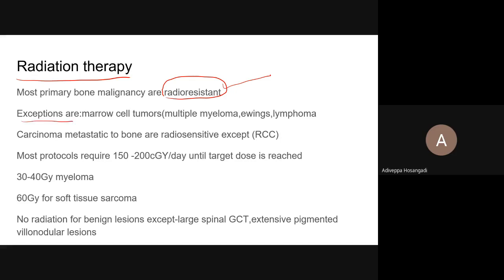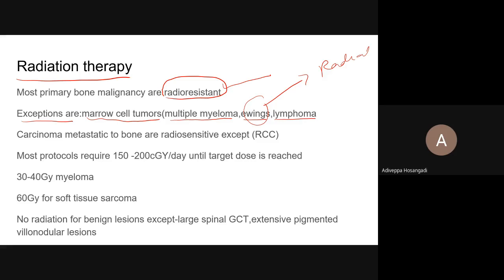Exceptions are marrow cell tumors. So you know what are the marrow cell tumors? It can be multiple myeloma, Ewing sarcoma, and lymphoma. These arise from the bone marrow. These are radiosensitive. You know, Ewing sarcoma melts like butter with radiation. So most of the primary bone tumors are radioresistant, except those arising from bone marrow. And metastasis of bone behave depending upon how their primary tumor is.